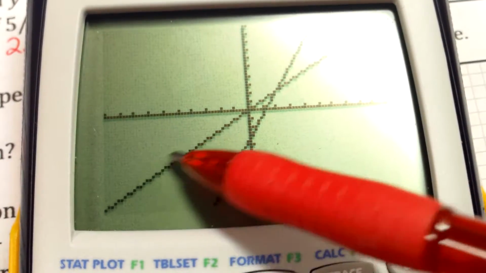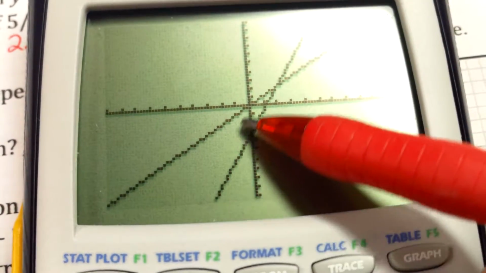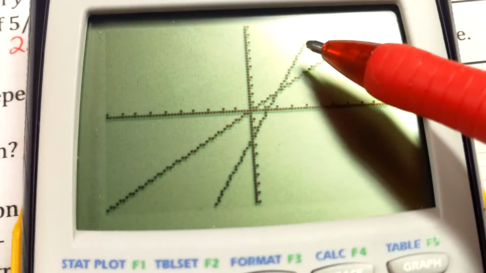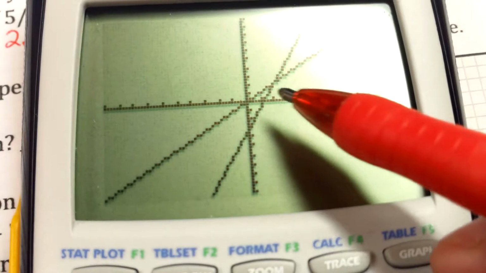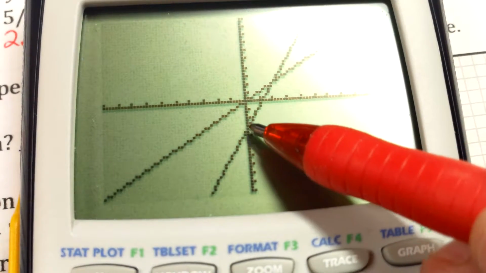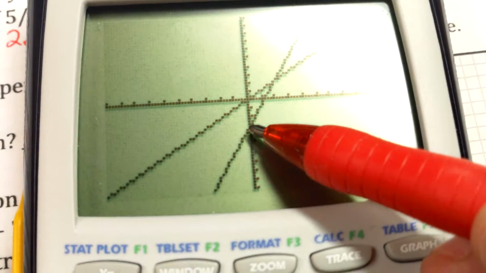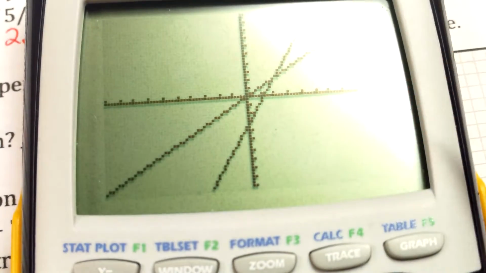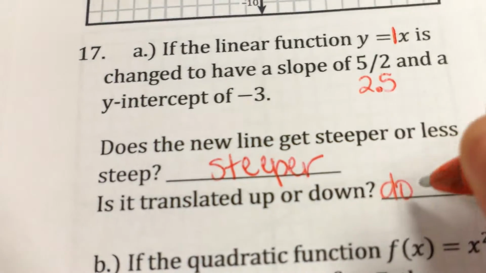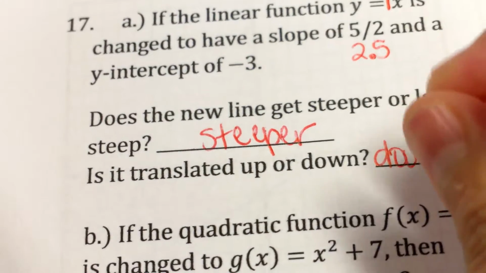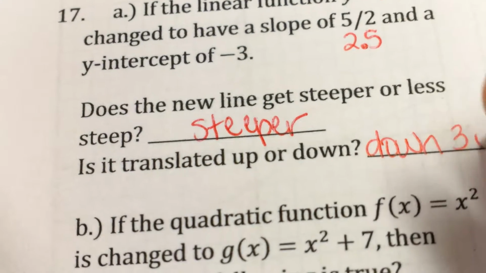Pretend it's a ramp, like somebody in a wheelchair going up. Now it's going to go up faster, so it's steeper. It's going to be a lot more difficult for a wheelchair to go up. So it got steeper. And what happened to the y-intercept? It went down, so it was translated down. So it got steeper and it was translated down. Down how many units? Well, my y-intercept is now -3. So it's down 3 units.